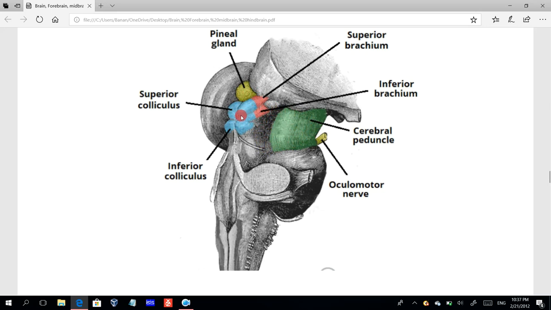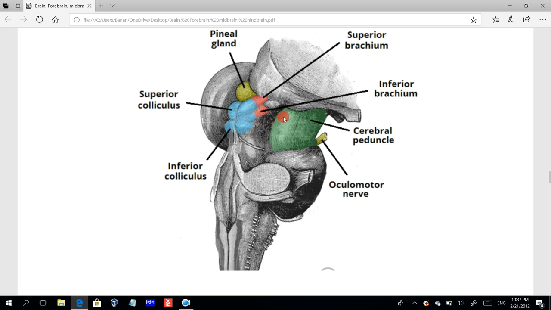The dorsal part, which is called the tectum, contains the colliculi, which are small bulgings. The upper two are the superior colliculi, right and left, and the inferior colliculi, two. Two inferior colliculi and two superior colliculi. This is in the dorsal part of the midbrain.